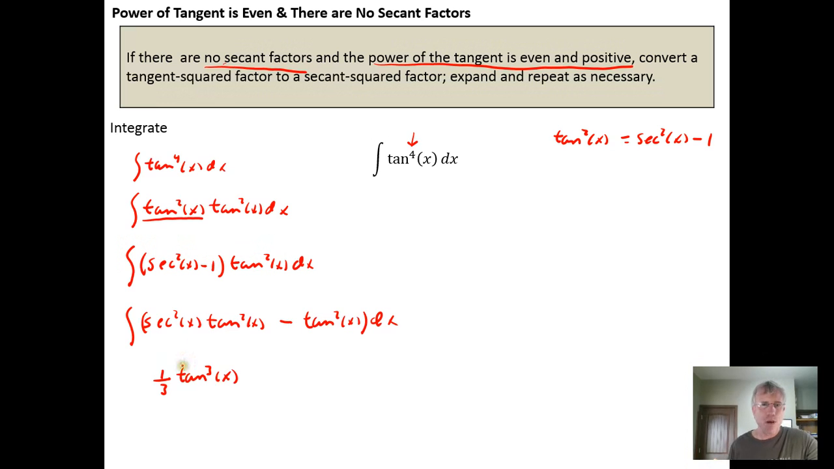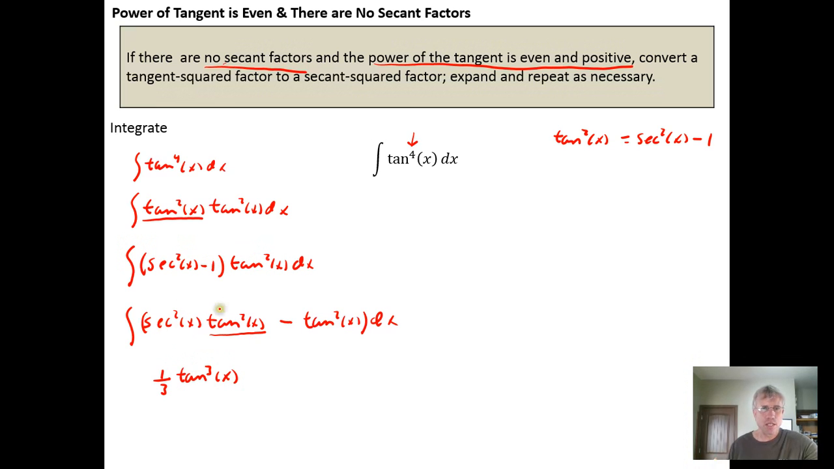So let's think about why that is. If we take the derivative of this, the 3 is going to come down. So we'll get 1/3 times 3 is 1. We'll need to decrease the exponent by 1, so tangent cubed will become tangent squared. And then the chain rule says that we have to take the derivative of the inner function, which is the tangent of x. And the derivative of the tangent is the secant squared.